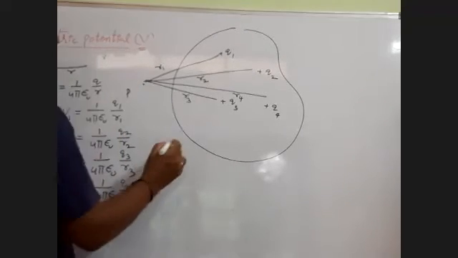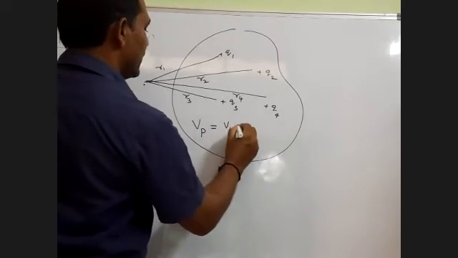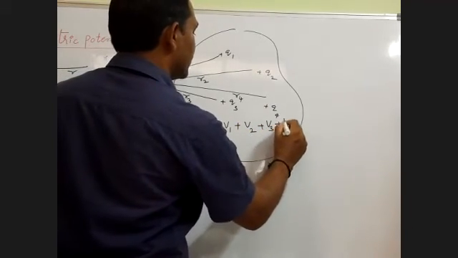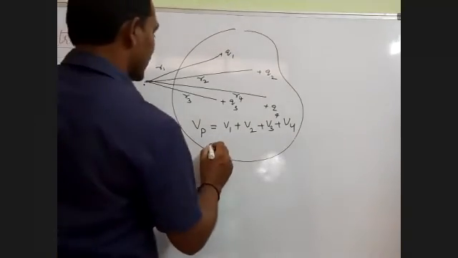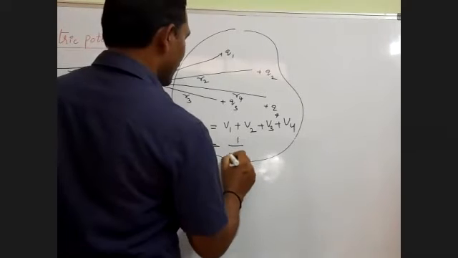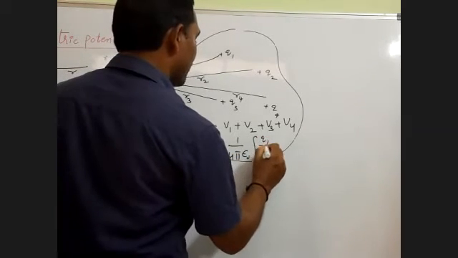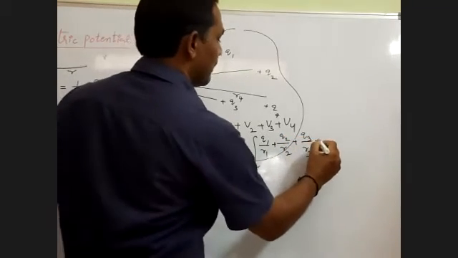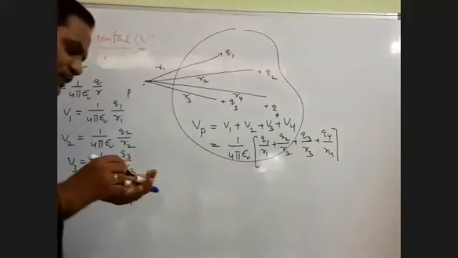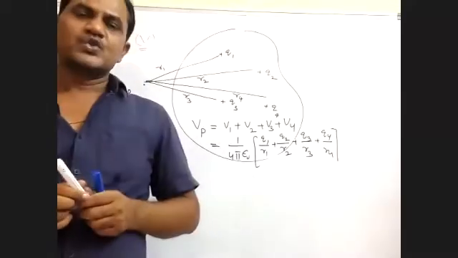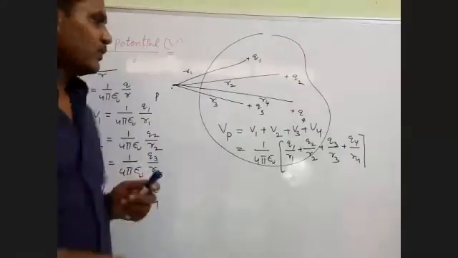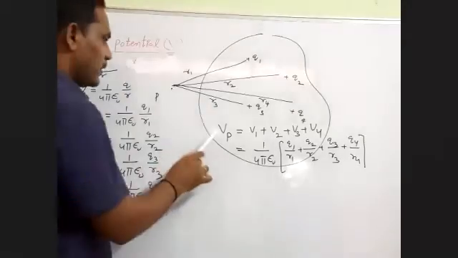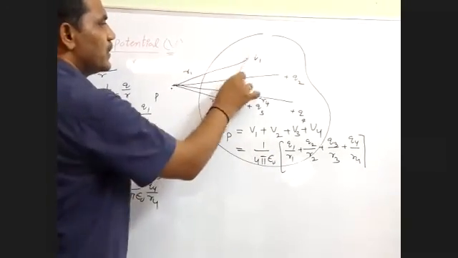So what is the net potential there? The net potential at the point P is given by simply the algebraic sum of the potential due to the individual charges: V1 plus V2 plus V3 plus V4. By taking 1 by 4 pi epsilon naught common, it is 1 by 4 pi epsilon naught times Q1 by R1 plus Q2 by R2 plus Q3 by R3 plus Q4 by R4. If there exist many charges in some region, to calculate the electric potential at any point, we simply add the potential due to the individual charges. The net potential at any point is given by the sum of potential due to the individual charges.